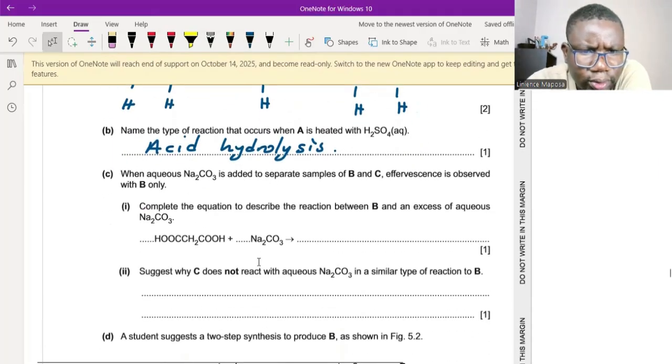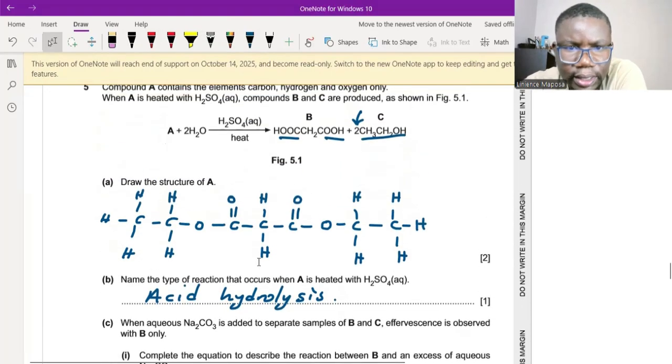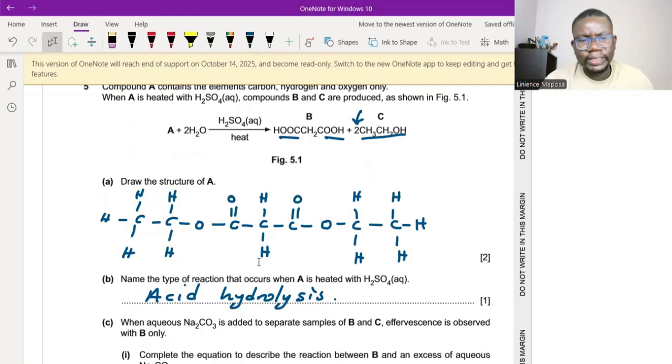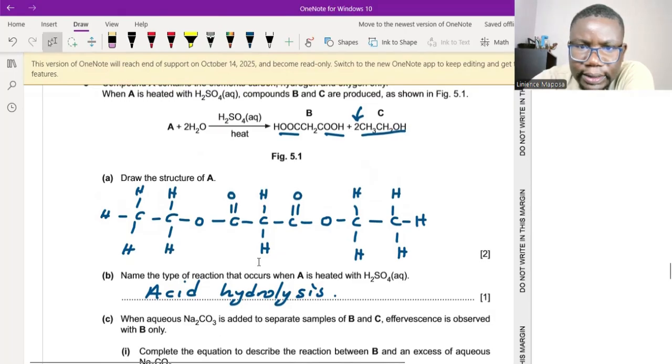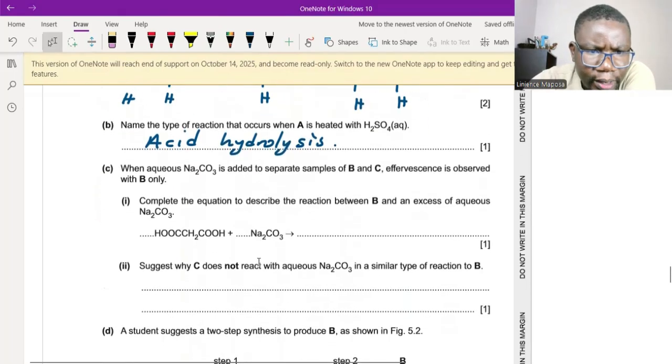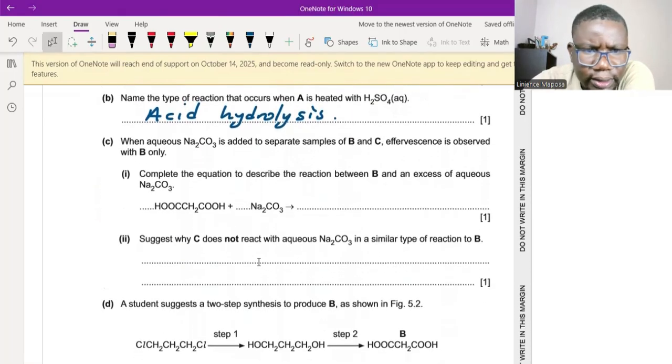When aqueous sodium carbonate is added to separate samples of B and C, effervescence is observed with B only. What is B? Yeah, B is an acid, as we know. Any acid reacts with a carbonate. You're going to see effervescence of carbon dioxide. C is an alcohol. Complete the equation to describe the reaction between B and an excess of aqueous sodium carbonate. Okay, so this will form.